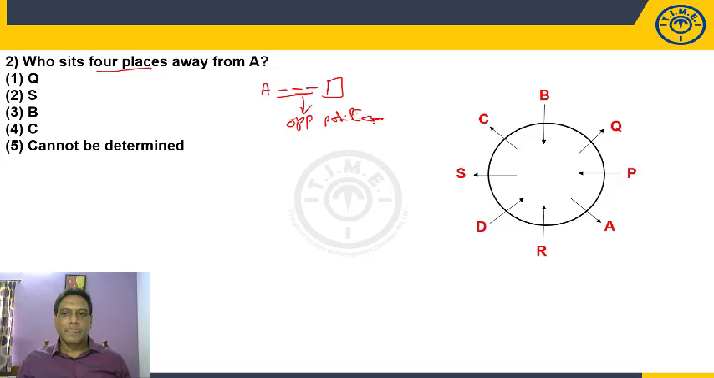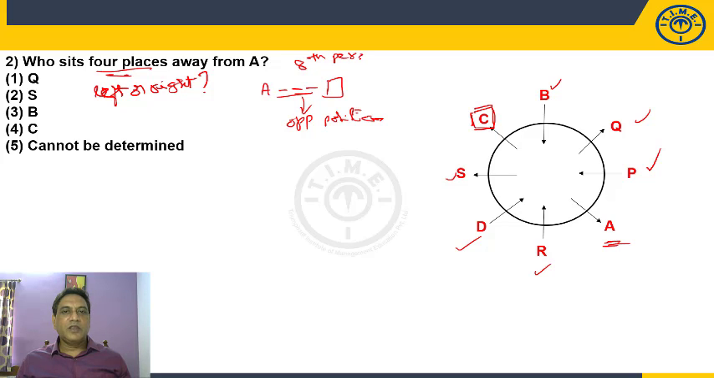Is it correct or not? A is here. We do not know 4 places away, left or right. We are not sure. So we will check both the cases. If we check in the anti-clockwise direction, 1, 2, 3. This is a person 4 places away from here. If we check in the clockwise direction, 1, 2, 3. Again the same person. So when there are 8 persons around the table, 3 in between means opposite positions. So it is C. That is choice 4.